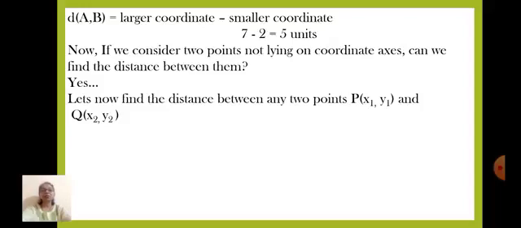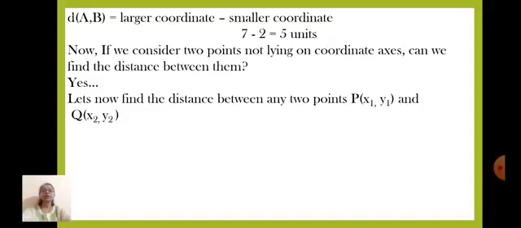What if the points, they do not lie on the axis or anywhere on the plane? So for that, let us derive one formula which is called as distance formula. So that is used to find the distance between any two points on the Cartesian plane.